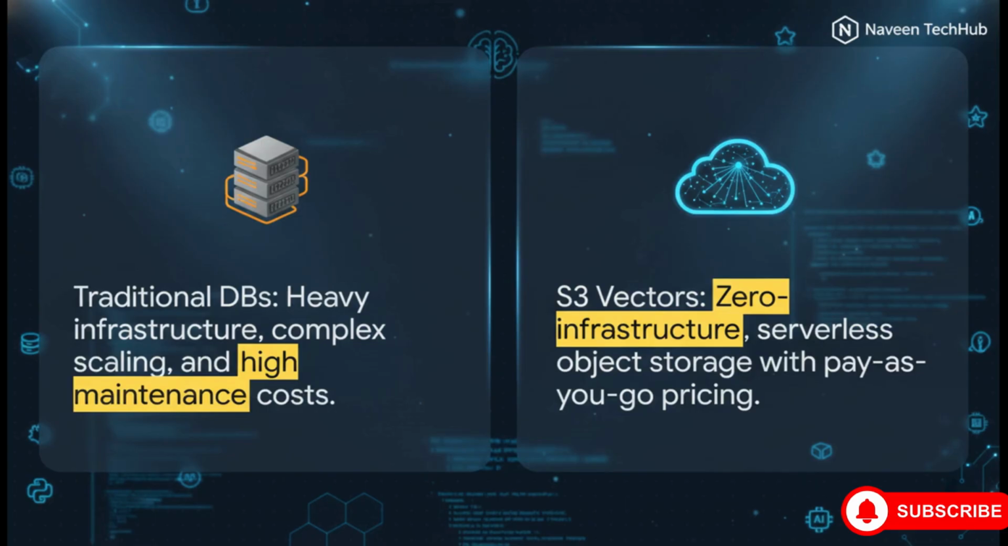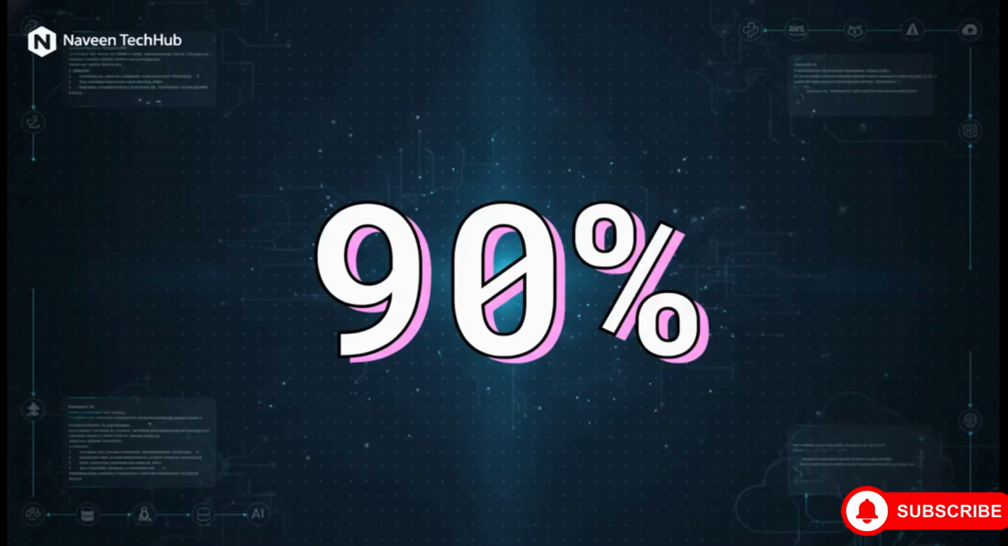Basically, you're transforming the storage platform you already know and trust into a highly intelligent search engine. Just let that number sink in for a second, 90%. By using S3 vectors instead of high-performance memory-based vector databases, you can actually reduce the costs of uploading, storing, and querying your vectors by up to 90%. When you are managing millions or maybe even billions of vectors for a Gen AI app, achieving that level of cost optimization while keeping high durability, I mean, that is absolutely a game changer.